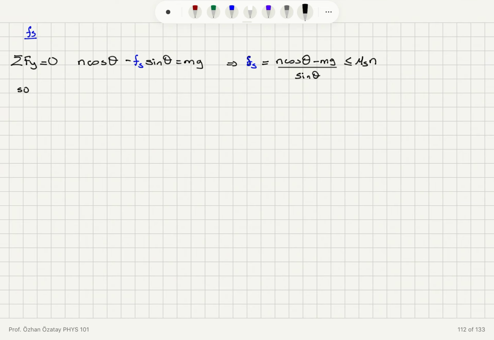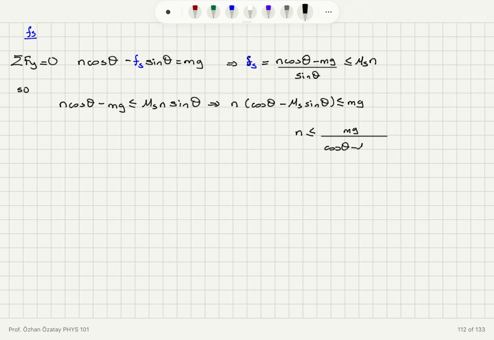which is less or equal to mu s times n. So I can write n cosine theta minus mg is less or equal to mu s times n times sine theta, or I can write this as n times (cosine theta minus mu s sine theta) is less or equal to mg. So this gives me a normal force that is less or equal to mg divided by (cosine theta minus mu s sine theta).